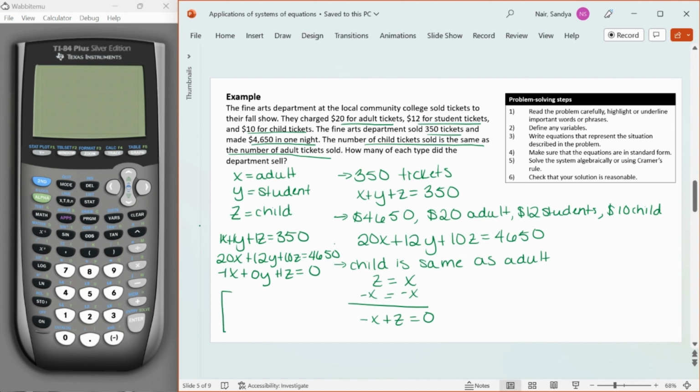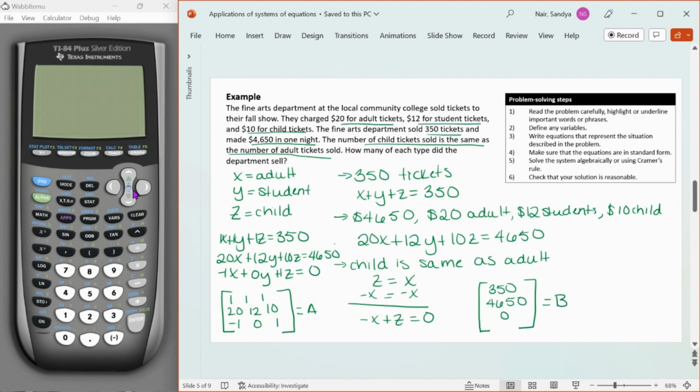So if we set up the coefficient matrix, it's going to look like 1, 1, 1, and then 20, 12, 10. And then the last row is going to be negative 1, 0, 1. Okay. And then our constant matrix, let me go ahead and label this. This is matrix A, and then our constant matrix B will be 350, 4,650, and 0. Okay, that's going to be our matrix B.